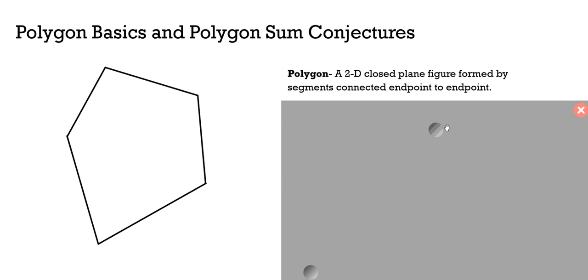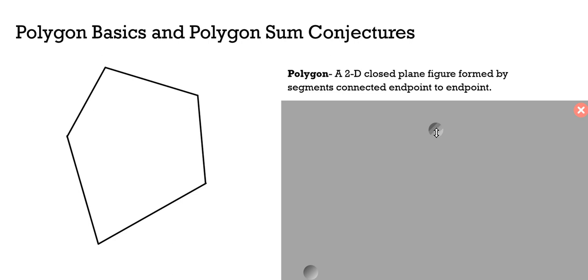We're not talking about when we were looking at our triangle conjecture problems and we had those bow tie looking things where we had two lines crossing over and forming the triangles that way. Those shapes in their entirety would not be a polygon because they're formed by segments not connected endpoint to endpoint. So what we have here is a polygon.